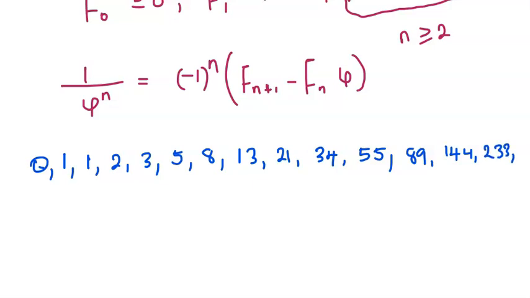The next one should be 377. The next one should be 610. The next one should be 989. Is it 989 or 987? So that should be 987. Sorry. So this one here is 987. The next one, 1597. Then 2584.